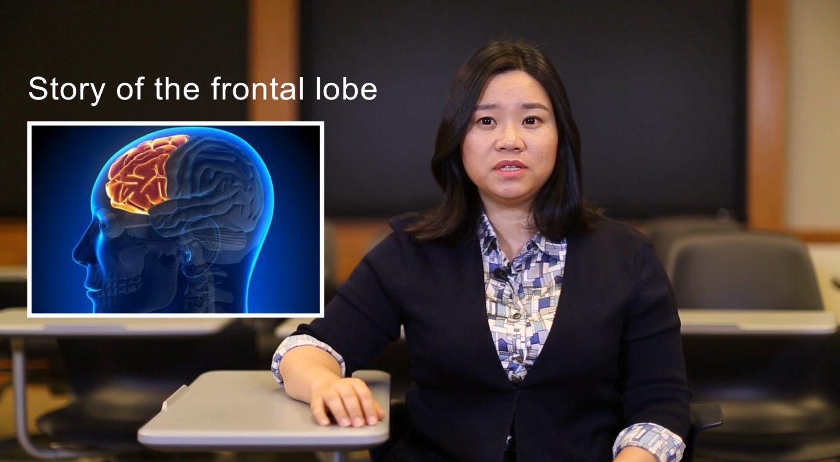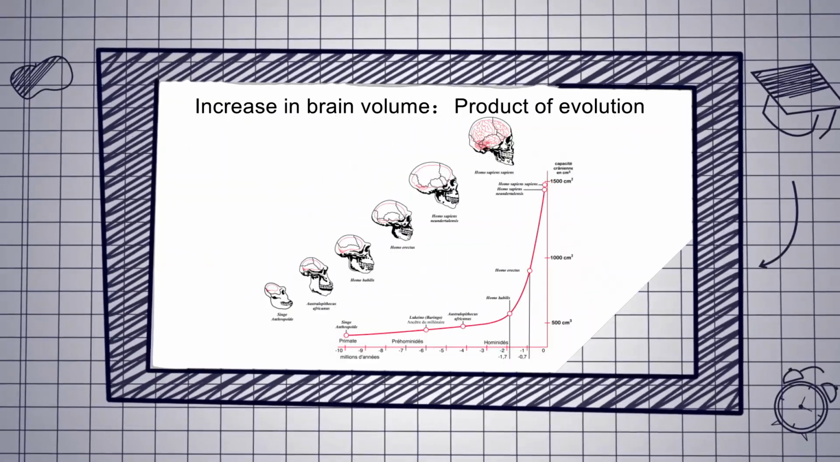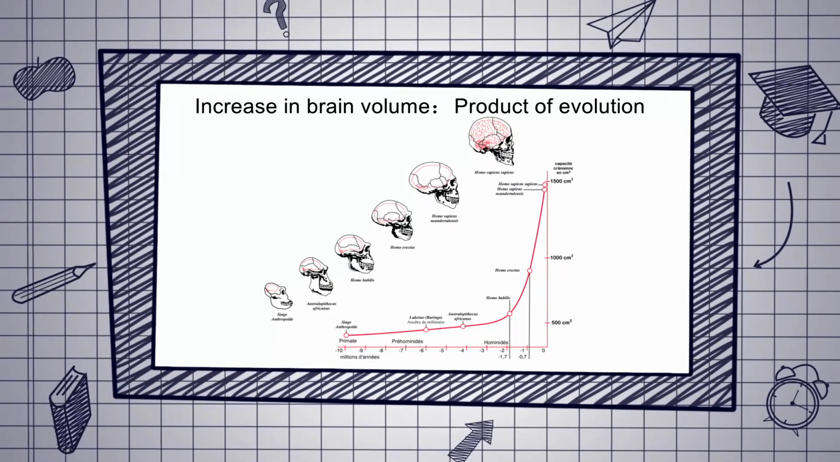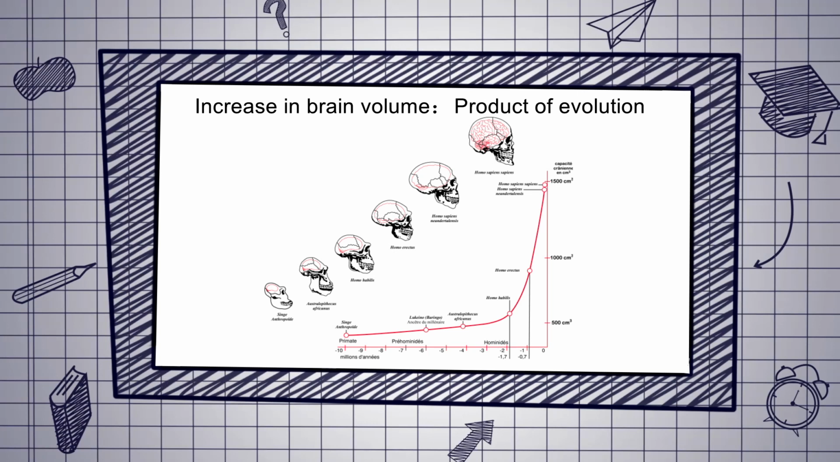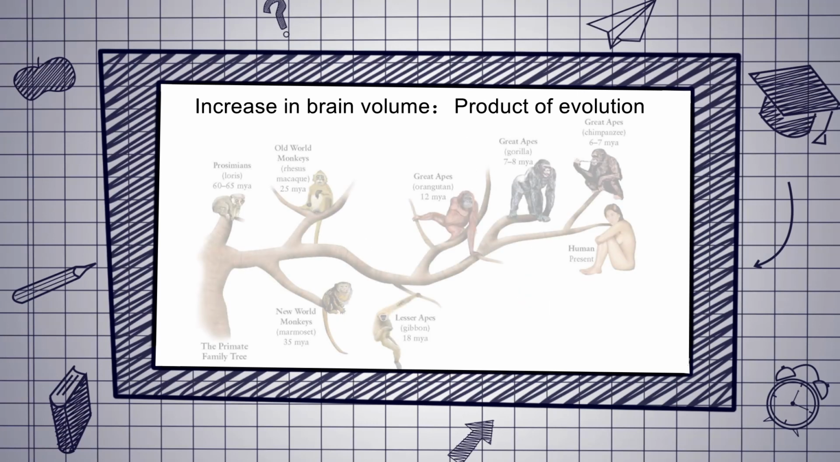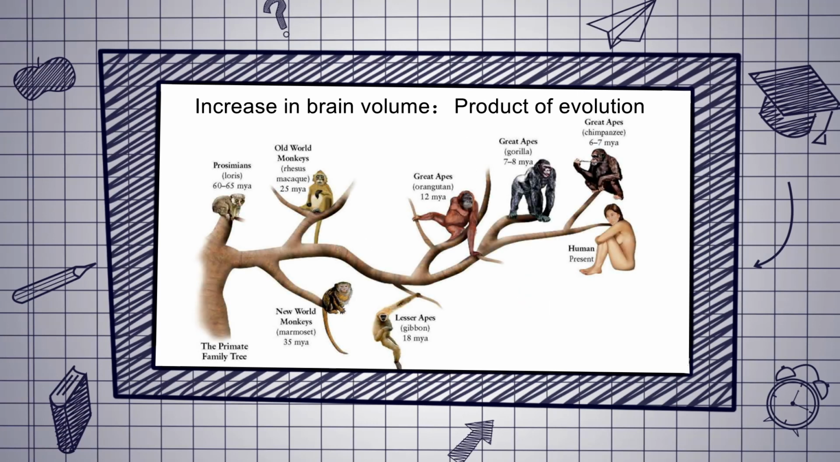After outlining the 6 perspectives of psychology, let me give you one example to illustrate how psychologists from different perspectives think. It's a story about the frontal lobe. If you look at our evolutionary line, our brain volume has increased significantly. The gorilla and the chimpanzee diverged around the same time, around 5 to 8 million years ago.